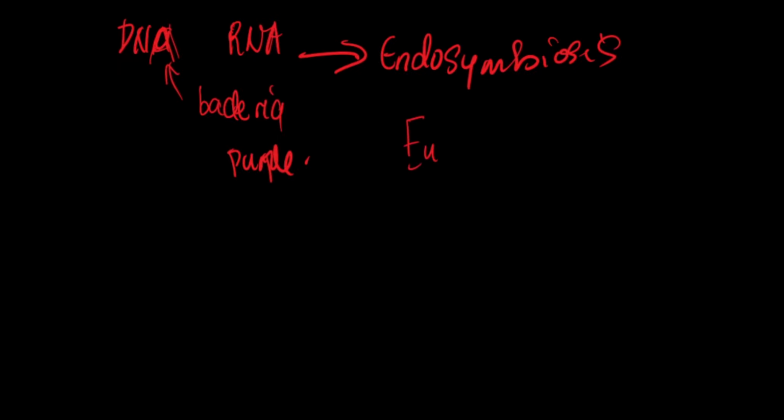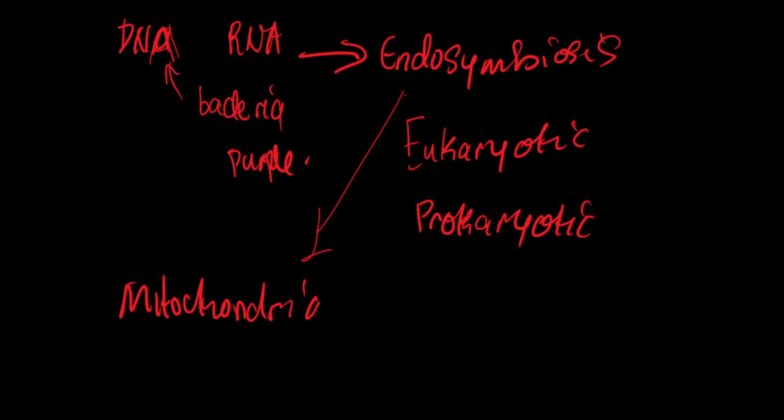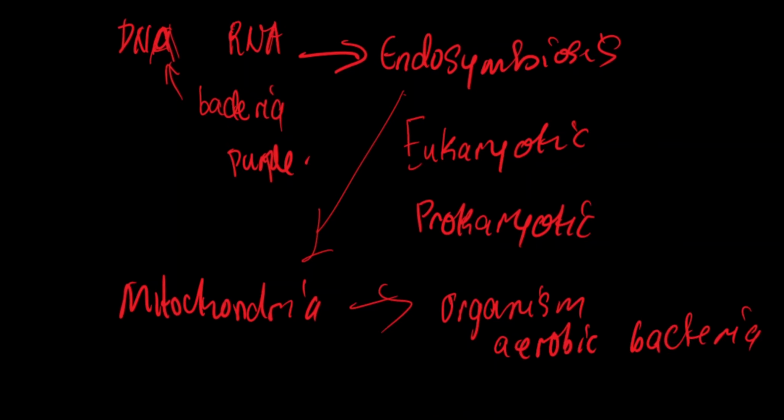Now the idea of endosymbiosis is an idea that kind of explains how eukaryote cells came about. Of course, we have eukaryotic cells, and then we have prokaryotic cells. Now, prokaryotic cells do not have membrane-bound organelles. Eukaryotic cells have membrane-bound organelles. They have a membrane-bound nucleus. Now, the idea of endosymbiosis is that the mitochondria actually once existed as an organism. Okay, so it once existed as an organism, precisely an aerobic bacteria, hence the reason why it has its own DNA and RNA and genes and so on.